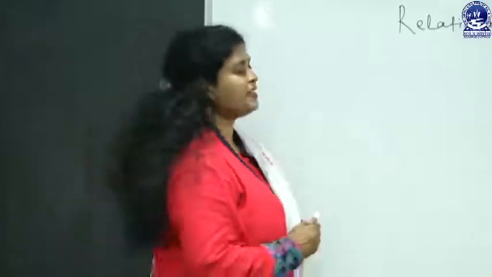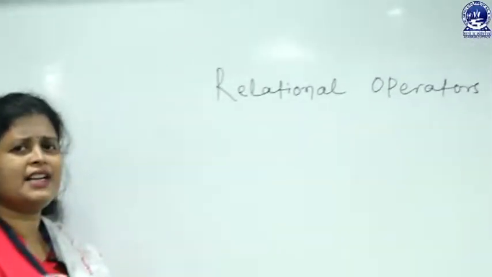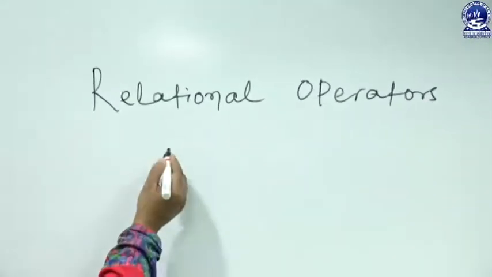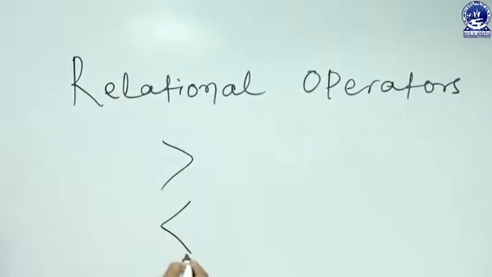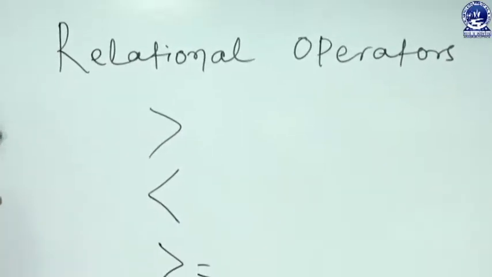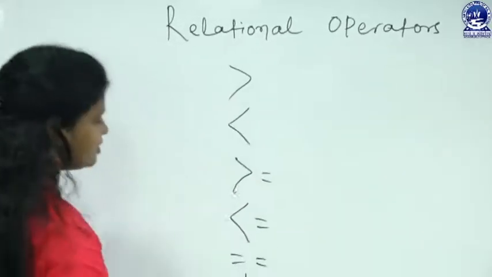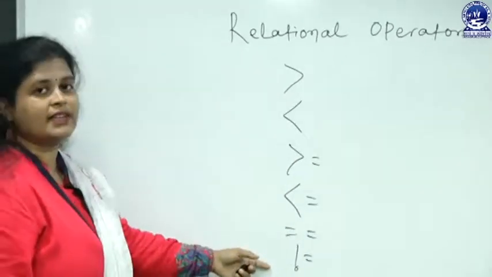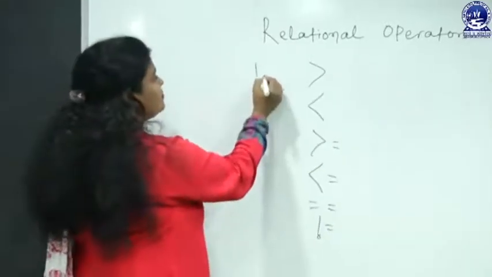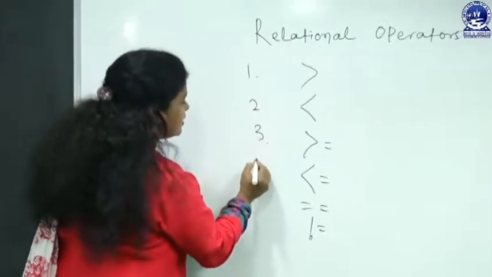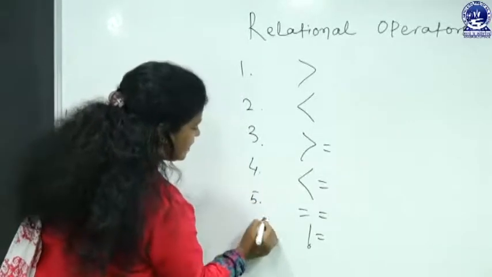The relational operators in C++, or in any programming language, are greater than, less than, greater than equal to, less than equal to, equal to and not equal to. These are the 6 different types of relational operators. Let me number all of those so that it will be easy to explain.